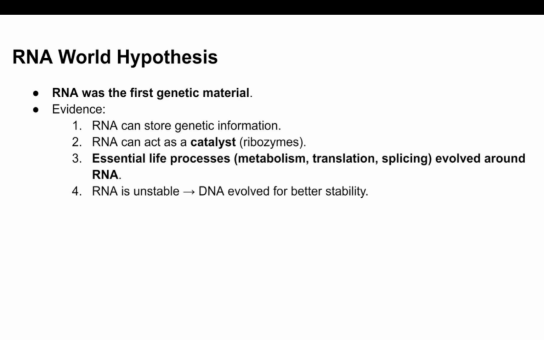RNA world hypothesis says that RNA was the first genetic material. Now, what are the evidences? RNA can store genetic information. RNA at the same time can also act as a catalyst, and this is essential for several life processes: metabolism, translation, splicing, and all these life processes revolve around RNA. So it is very logical to say that RNA in the early phase was performing all these functions, and along with that it was also acting as the genetic material. But RNA is unstable because of the presence of ribose sugar, so DNA gradually evolved and replaced RNA as the genetic material due to better stability.